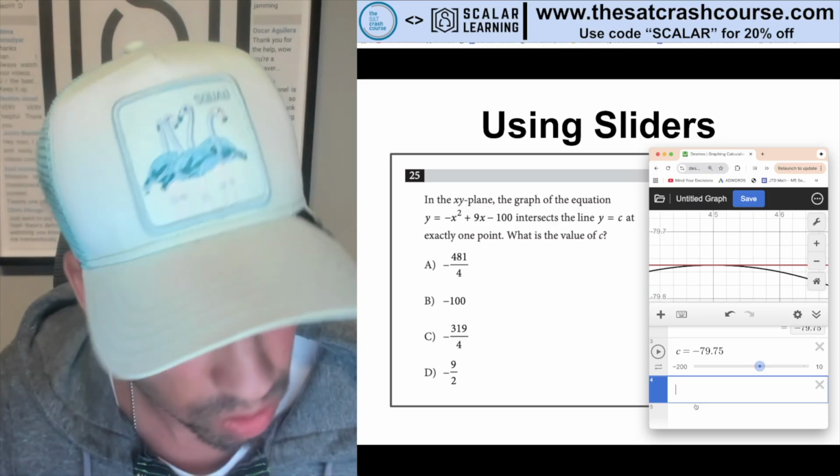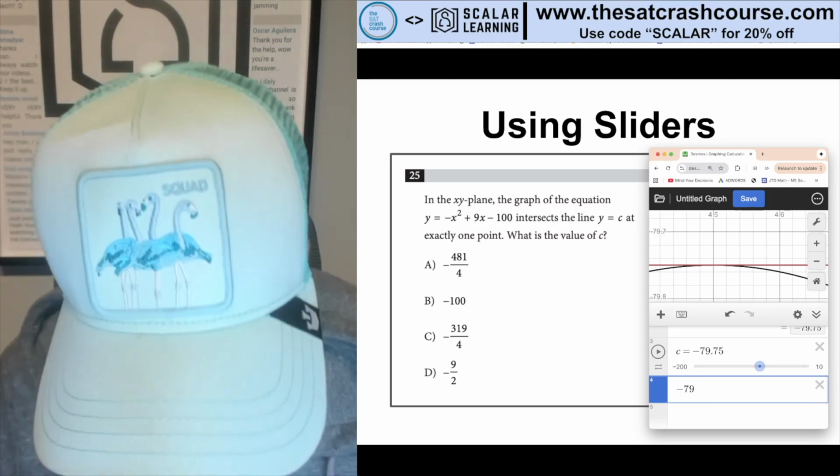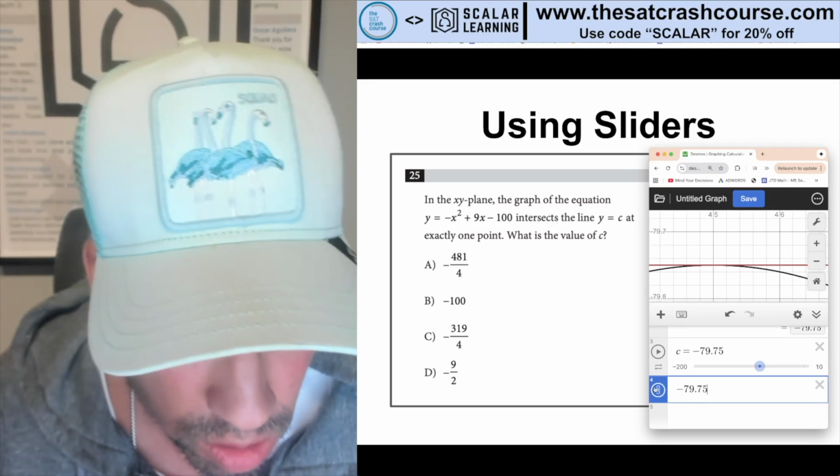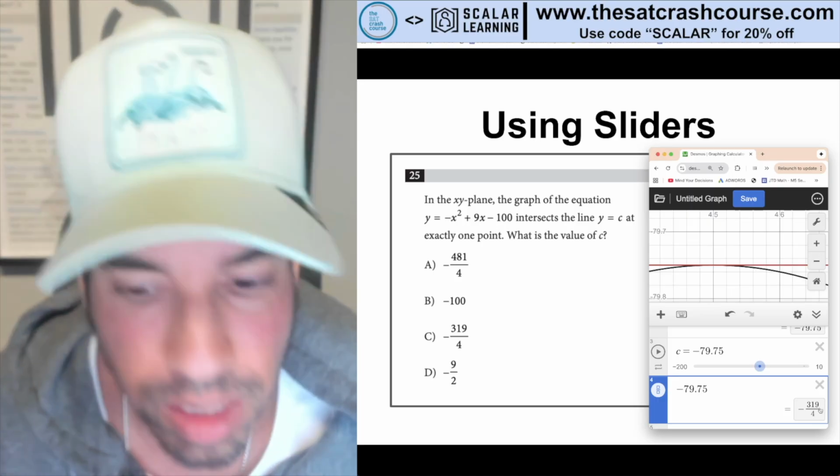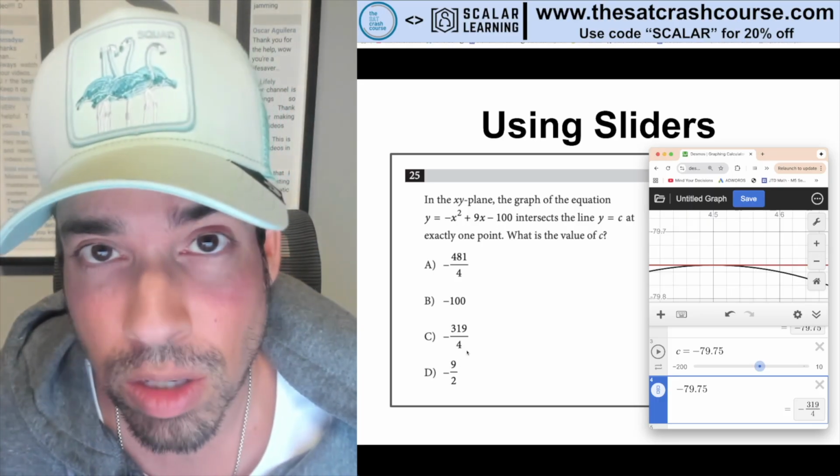So we're going to turn this into an improper fraction. Let's see if this works here. So we're going to do this. And there's our answer, negative 319 over 4. C is the winner. Done.